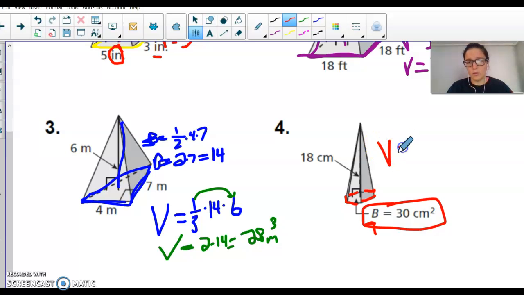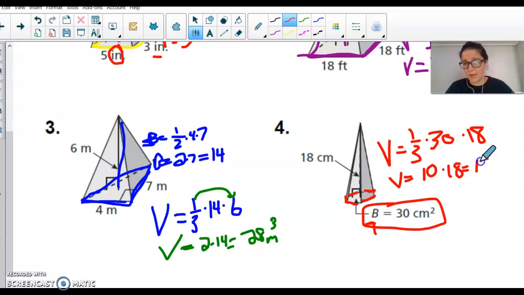So the volume of that would still be 1/3 times the area of the base, which is 30. So 1/3 times 30 times your height, and they gave you 18 centimeters. So the volume is 1/3 times 30 is 10 times 18. So that's 108. Or sorry, 180 centimeters cubed.